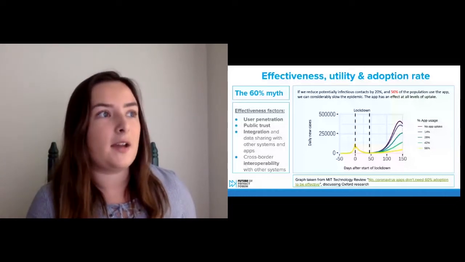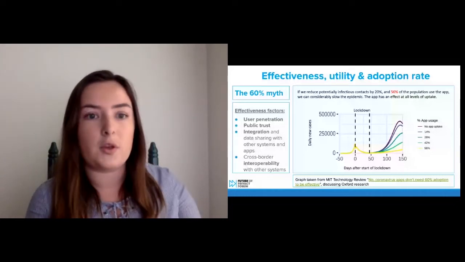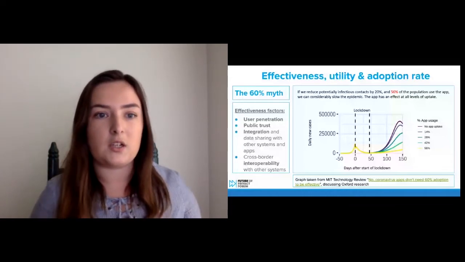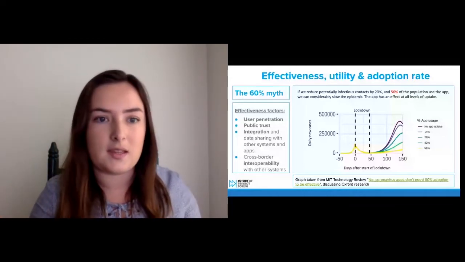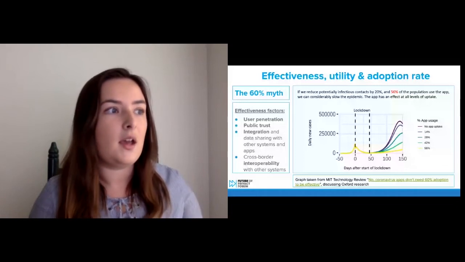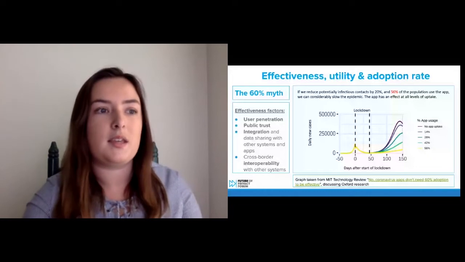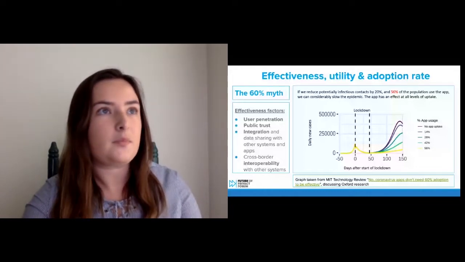And there are various factors for effectiveness. So although user penetration is one of them, others are public trust and integration of data sharing and other systems and of the apps themselves, and then cross-border interoperability with other systems. So interoperability is really, really important.